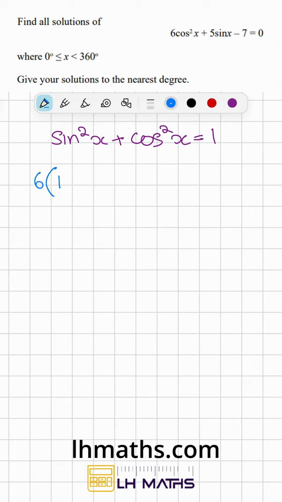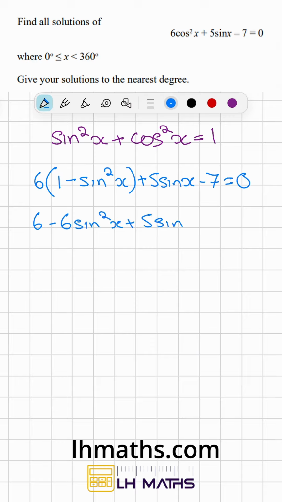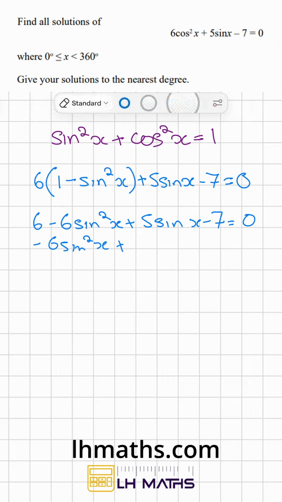We would get 1 minus sine squared x, okay? And that is plus 5 sine x minus 7 is equal to 0. And then if we just simplify this out, so we get 6 minus 6 sine squared x plus 5 sine squared x minus 7 is equal to 0. Then we'll have a minus 6 sine squared x plus a, oh, I made a little bit of a boo-boo here, let's get rid of that.